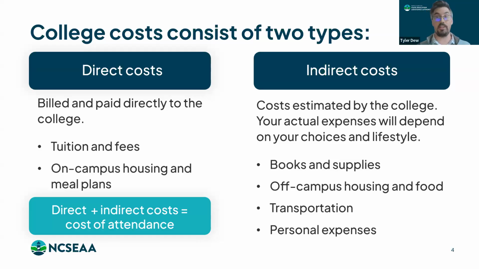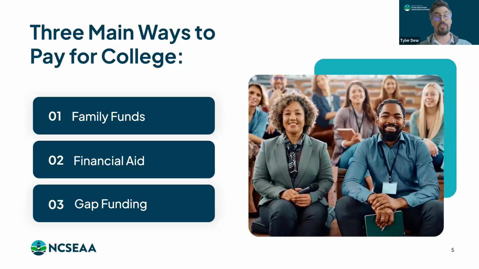So we combine direct and indirect costs to talk about the overall cost of attendance. You'll hear us and other representatives say that a lot. The overall cost of attendance for college. This is what we're talking about. So the three main ways that students and families pay for college are family funds, financial aid, and gap funding. We're going to dive into all three of these so you understand what you're looking for. Gap funding specifically is the way to close the gap when you've used all your family funds and financial aid and you still have something to pay.